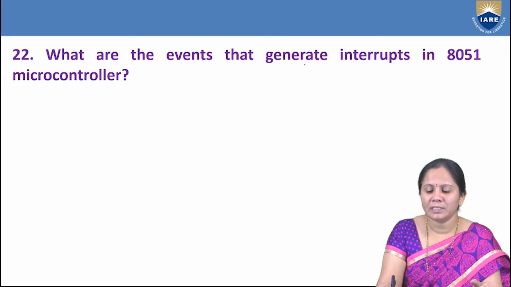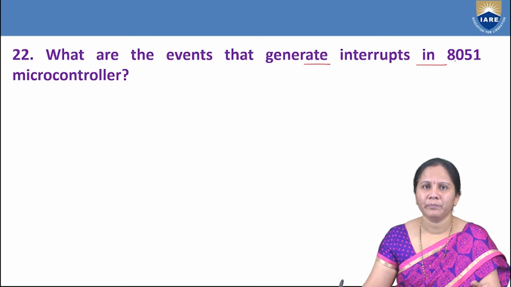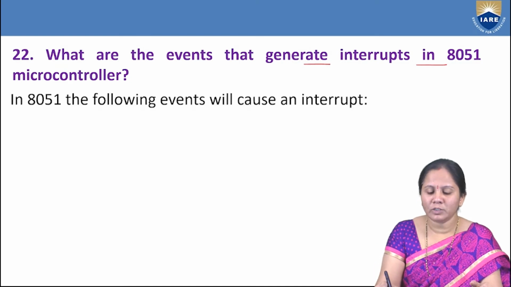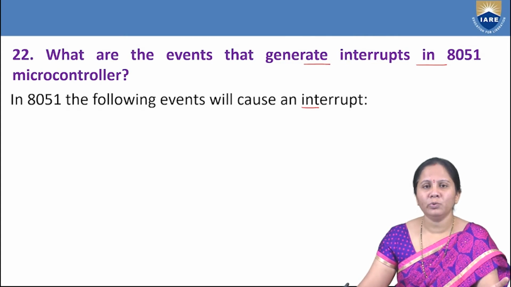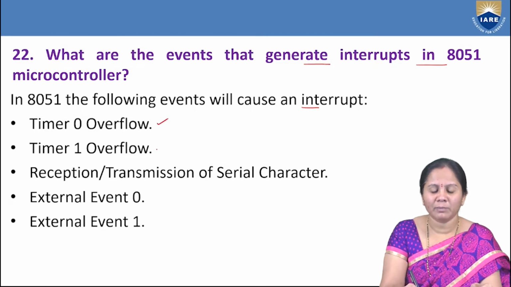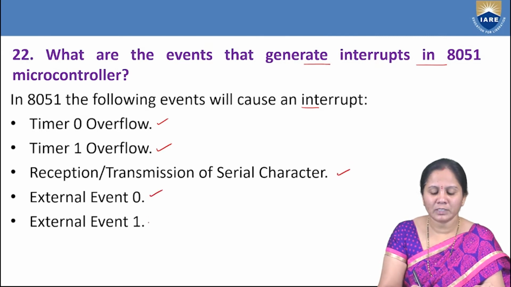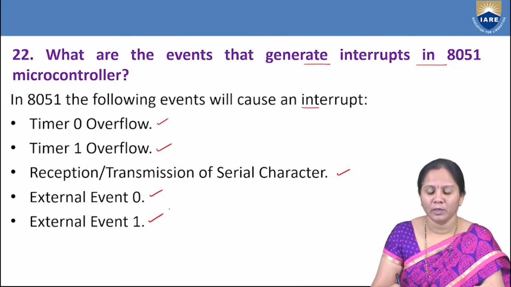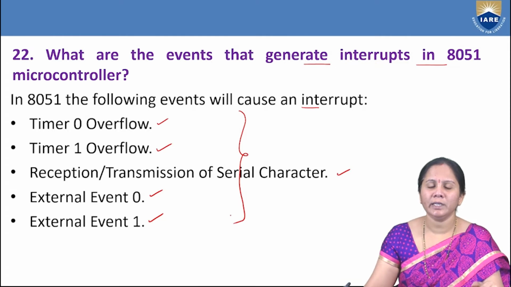And what are the events that generate interrupts in the 8051 microcontroller? The 8051 microcontroller gets interrupts due to different events like timer 0 overflow or timer 1 overflow, transmission and reception of a serial character, and external event 0 and external event 1. All these are different sources that generate interrupts for the 8051 microcontroller.